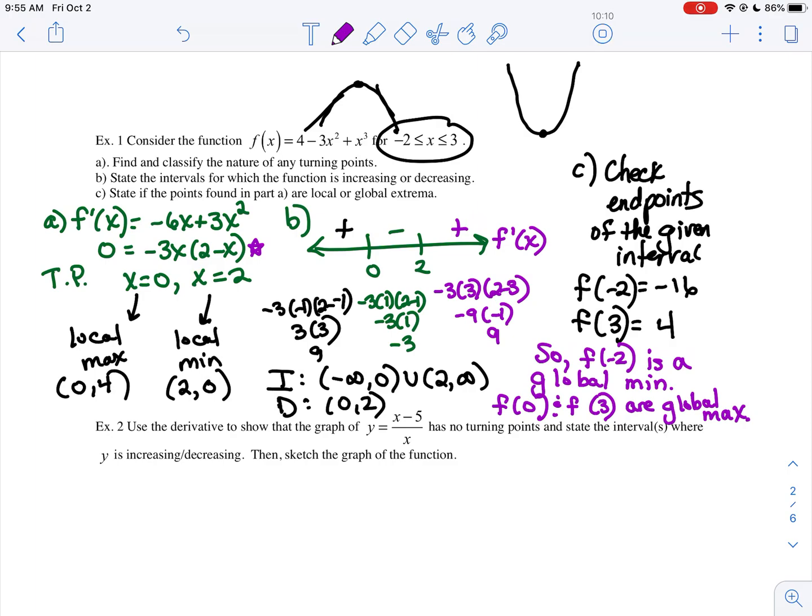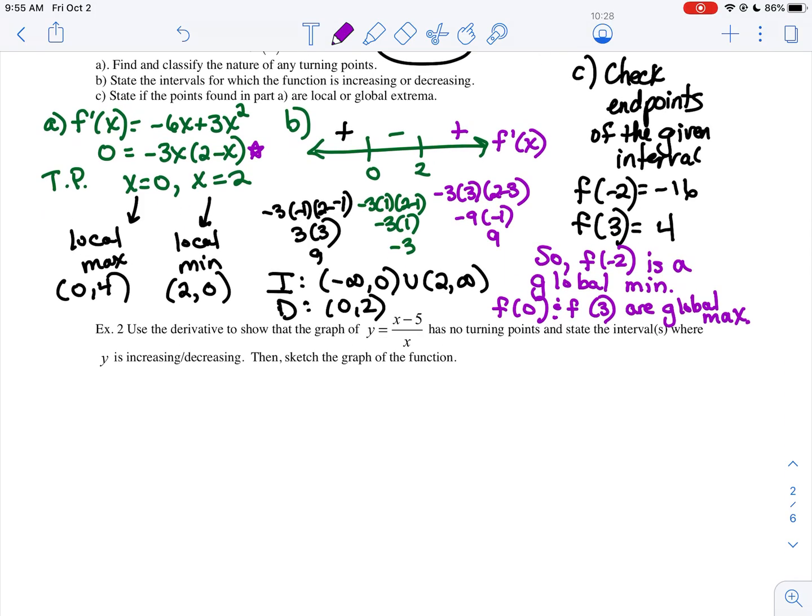All right, let's take a look at example 2. It says use the derivative to show that the graph of y equals x minus 5 over x has no turning points, and state the intervals where y is increasing or decreasing, then sketch the graph of the function. All right, well, let's go ahead. If I rewrite this, okay, I'm going to rewrite y. So x over x is 1, and 5 over x would be 5x to the negative 1. So I'm going to find the derivative. So I bring down the power.